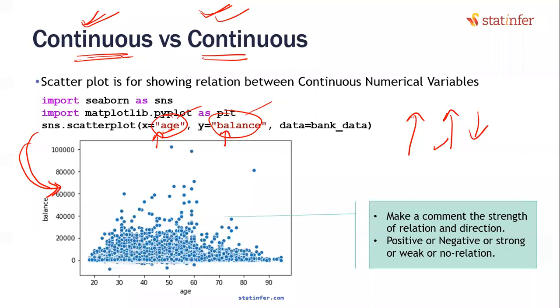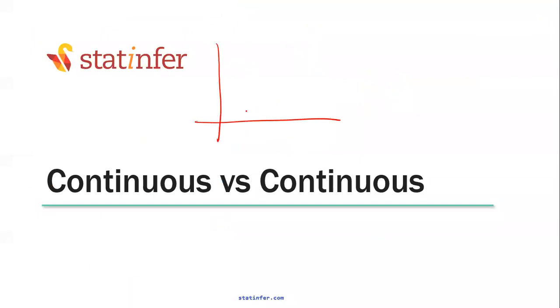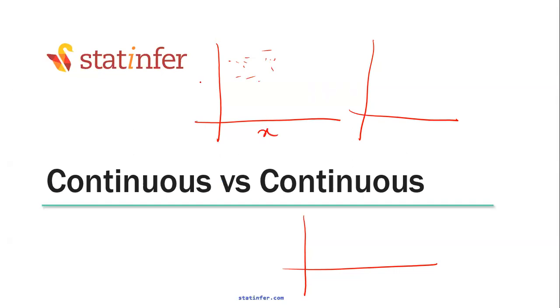If it is continuous variable versus continuous variable, then draw a scatter plot. Age is a continuous variable, balance is a continuous variable, so draw the scatter plot. The result of the scatter plot largely appears in three ways. Based on those three ways, you have to make a comment. Let's say you're drawing the relation between x and y. Sometimes it will be truly scattered. What does this mean? Can somebody tell me, if it is truly scattered, there is no order, it is everywhere, then what does that indicate about the relation between x and y? What will be your final comment?